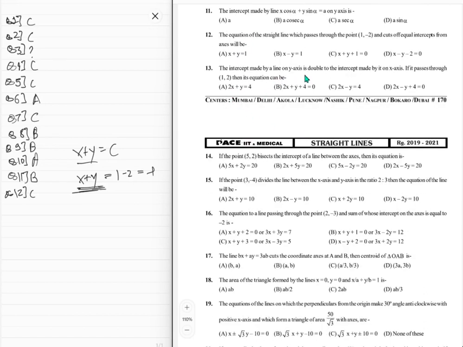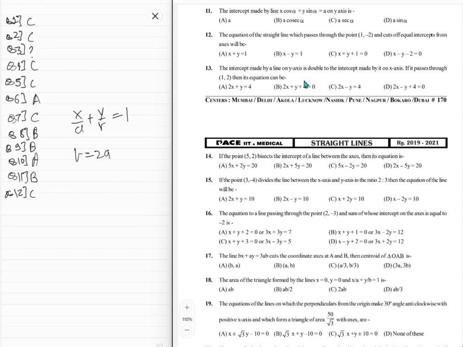The intercept made by the line on the y-axis is double the intercept made by it on the x-axis. Okay, so for intercepts, you can use this kind of format: x upon a plus y upon b equal to 1. It's not like this is the only format, but you can use this format as well. So the intercept made by the line on the y-axis, that's when x equal to 0, so y equal to b, is double the intercept made on the x-axis. So basically b equal to 2a.